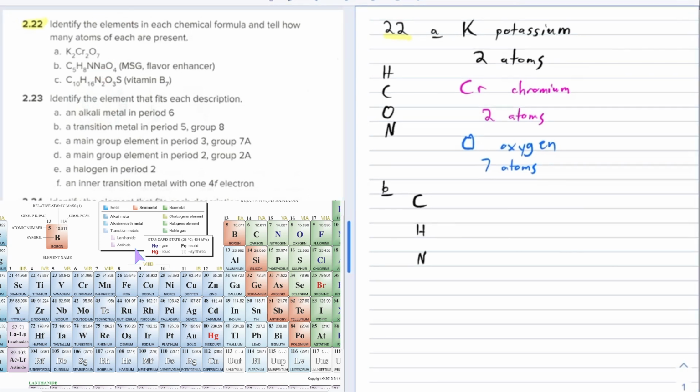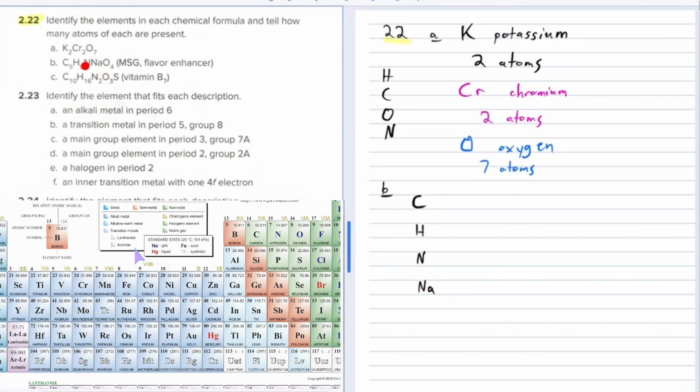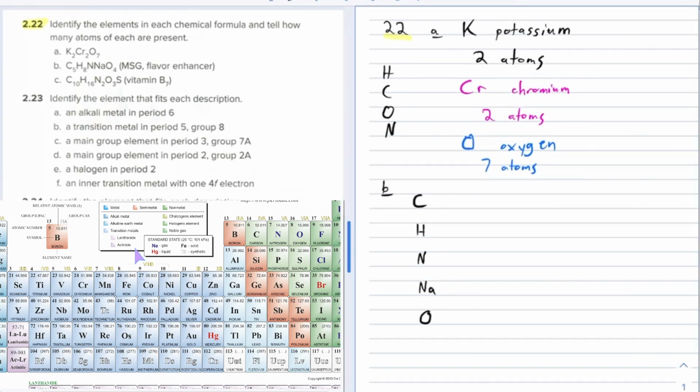Abbreviations are either one letter or 2 letters where they're an upper and a lowercase. So it's always an uppercase, but there could be a lowercase as well. So if you see an uppercase letter followed by a lowercase, that's 1. Okay, and then finally the last one is O. Alright, so C is, of course, carbon. There's carbon right there. H is hydrogen.